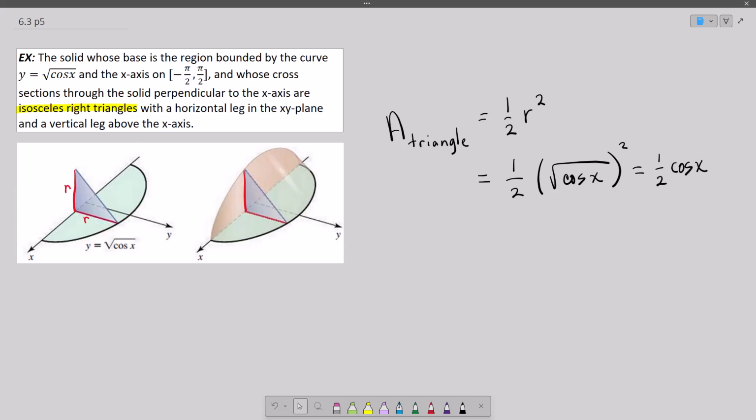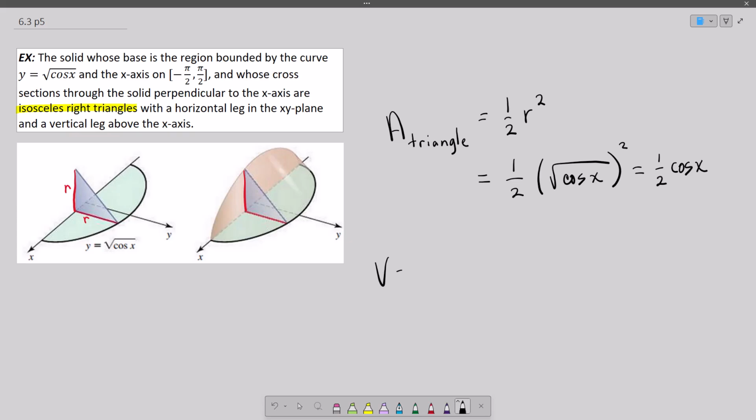Is there symmetry here? For sure. So this square root of cosine function is symmetric about the y-axis, so we could integrate 0 to pi over 2 and double it. We could integrate from negative pi over 2 to 0 and double it, or we could integrate from negative pi over 2 to pi over 2. So we'll use some symmetry.